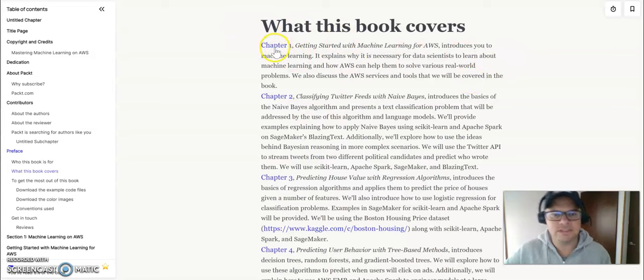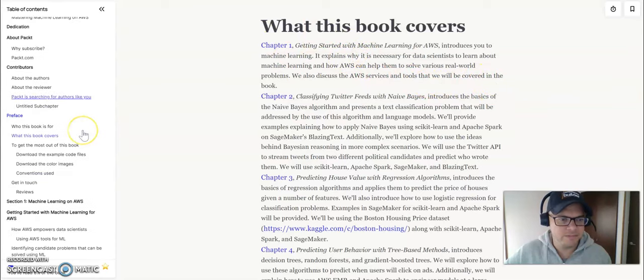For example, chapter one covers getting started with machine learning on AWS. It gives you an introduction to machine learning. It explains why it's necessary for data scientists to learn about machine learning and how AWS can help you solve various real-world problems. It also discusses the AWS services and tools that are used in order to understand machine learning.